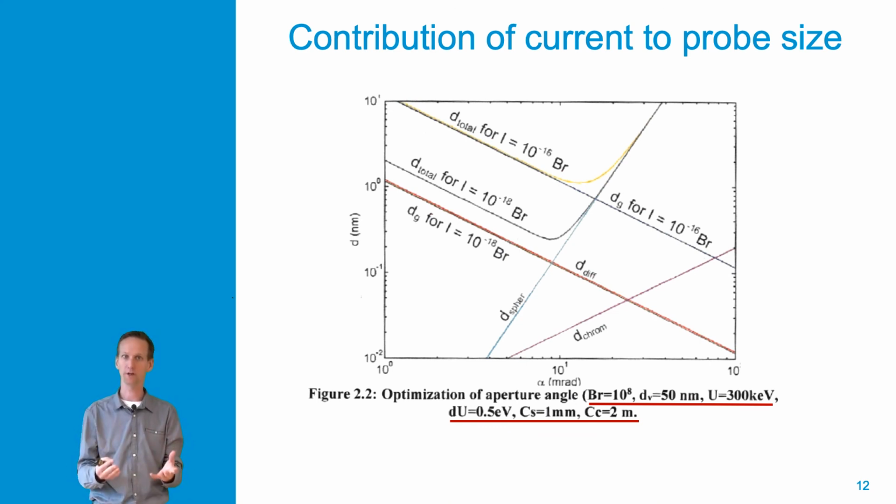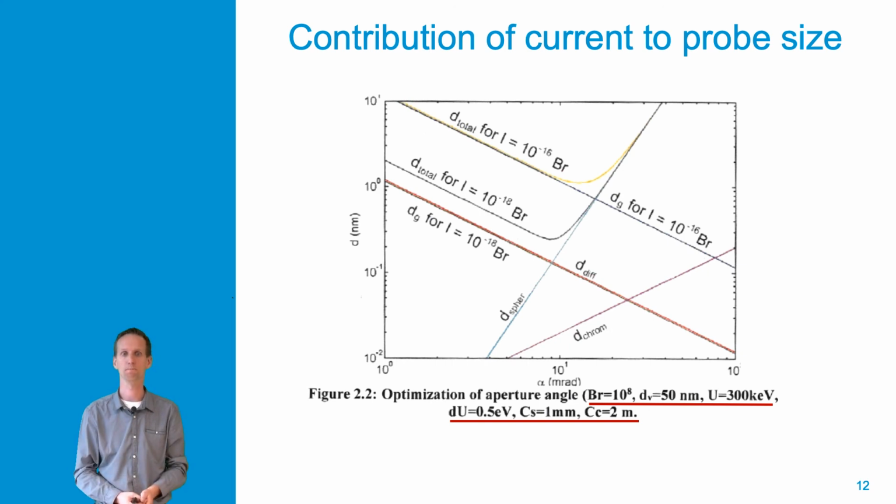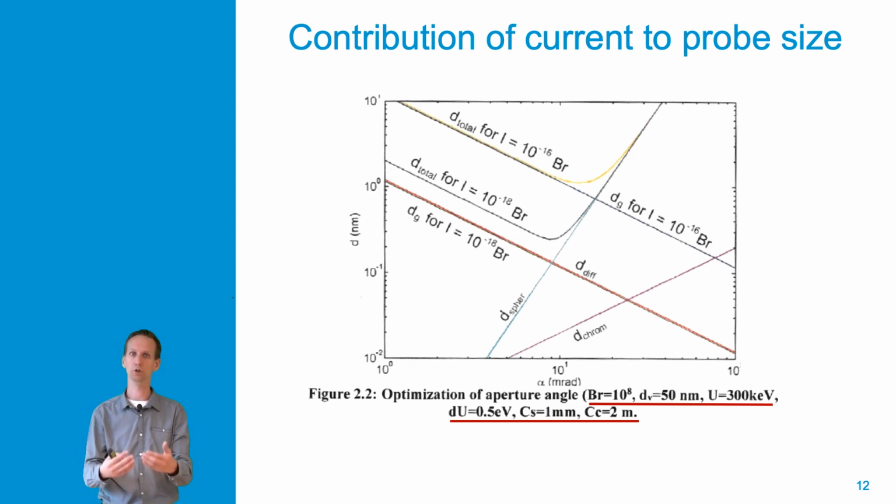Note that the contribution of diffraction decreases with opening angle, as we expect from the 1 over alpha dependence, and it was actually what we exploit in light microscopy. We go to larger opening angles to get a tighter focused beam. Then also we see the virtual source size dependence on opening angle for different currents in the beam. So you see here two different cases, one for when the current is 10 to the minus 18 times the reduced brightness, and one curve for when the current in the beam is 10 to the minus 16 times the reduced brightness. We see that with a higher current, the contribution of the virtual source size to the probe size on the sample is larger.